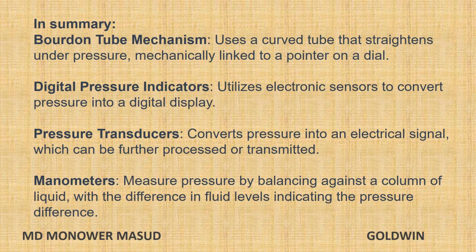In summary, the Bourdon tube mechanism uses a curved tube that straightens under pressure, mechanically linked to a pointer on a dial. Digital pressure indicators utilize electronic sensors to convert pressure into a digital display. Pressure transducers convert pressure into an electrical signal, which can be further processed or transmitted. Manometers measure pressure by balancing against a column of liquid, with the difference in fluid levels indicating the pressure difference.